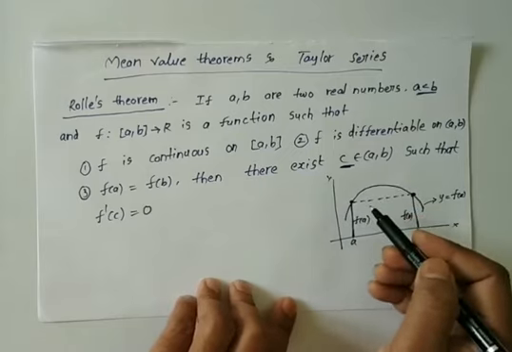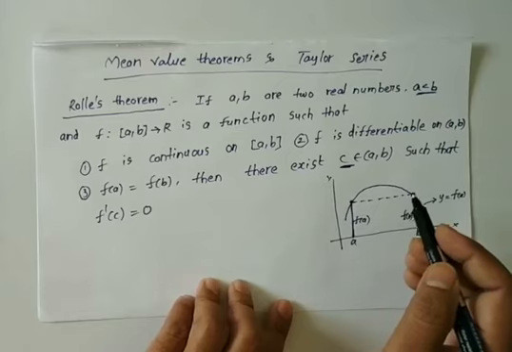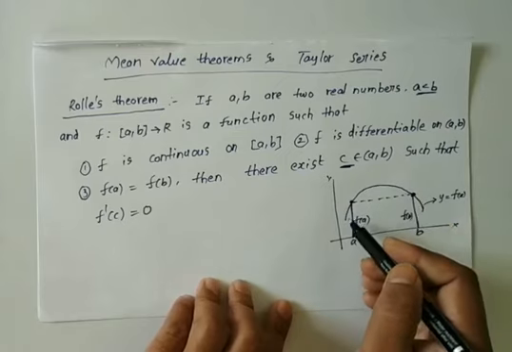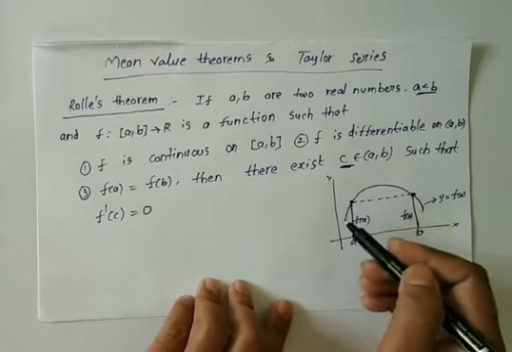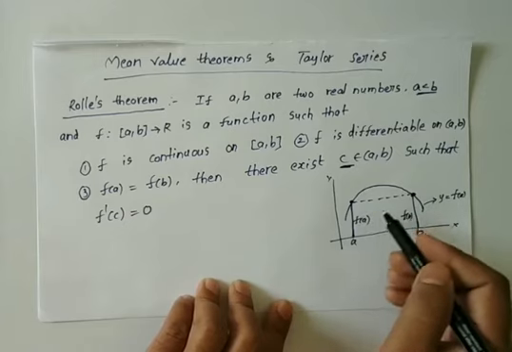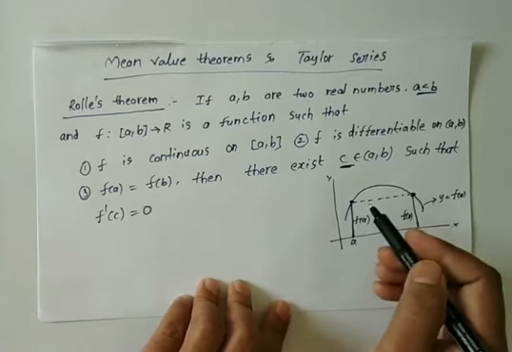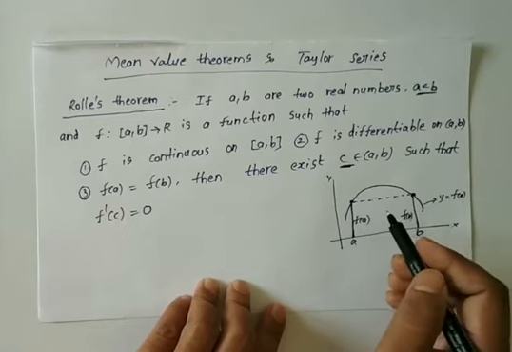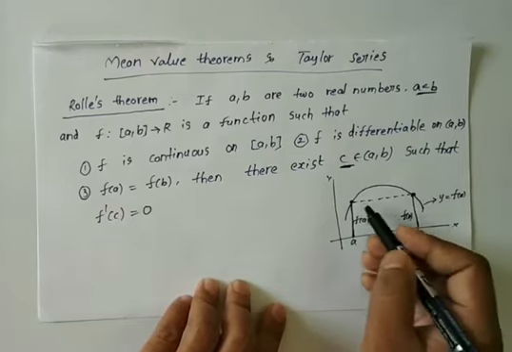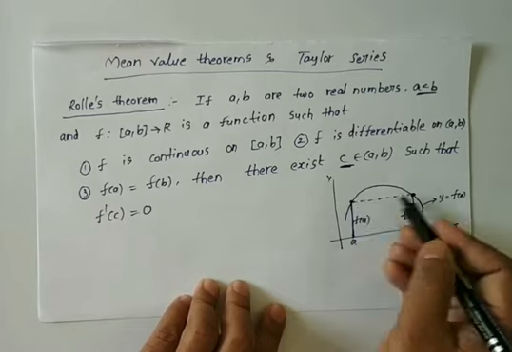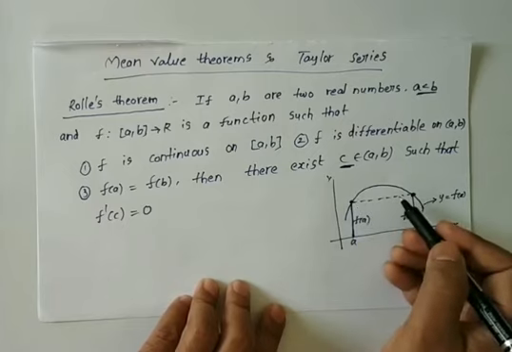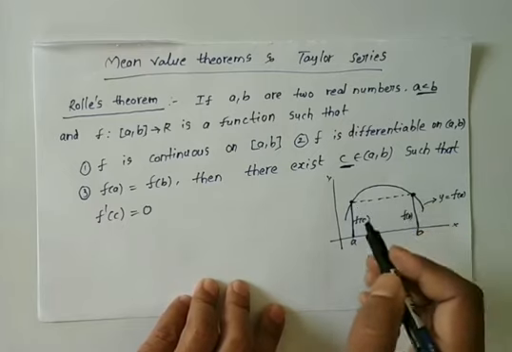Okay. So the first condition is satisfied. And we can differentiate this graph everywhere. So the second condition is also satisfied, and you can observe here f of a is equal to f of b. So the third condition is also satisfied.